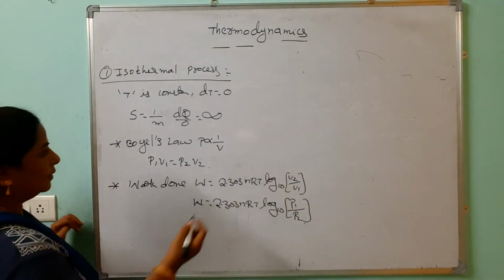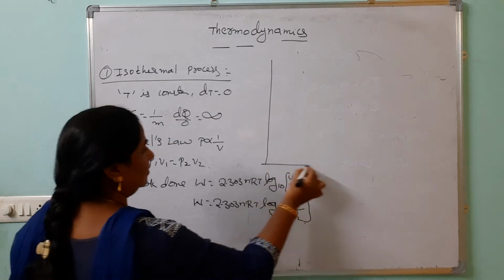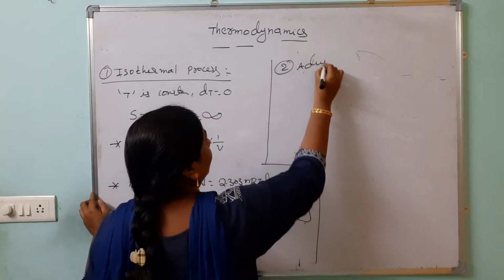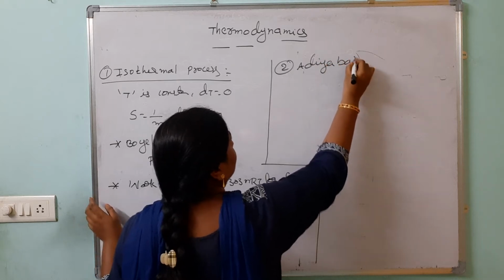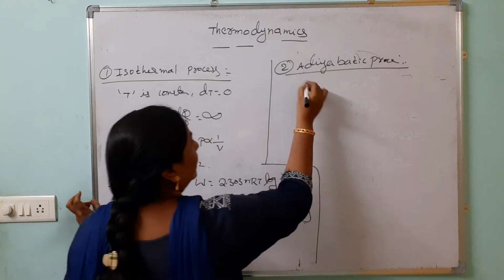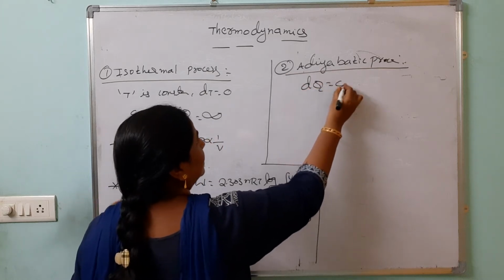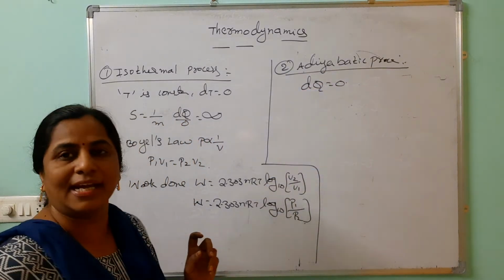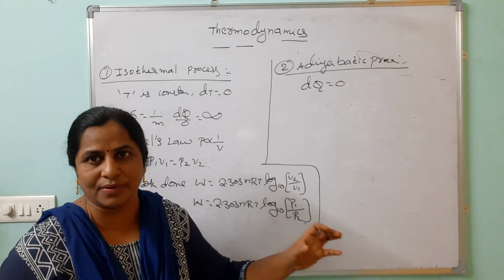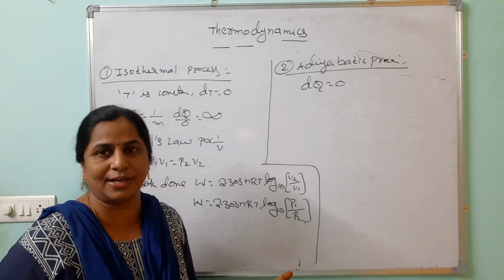Then we are going to one more process. That second one is the adiabatic process. Adiabatic process. So here which is constant? Heat energy is constant. Change in heat energy is 0. It is isolated from the surroundings. There is no connection between the surroundings and the system, and the system and the surroundings.